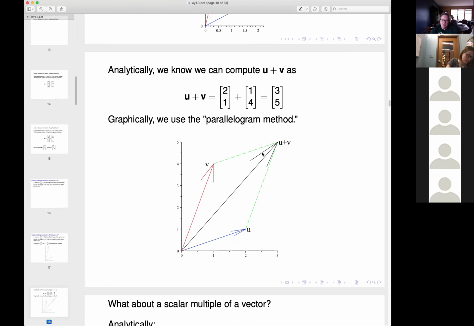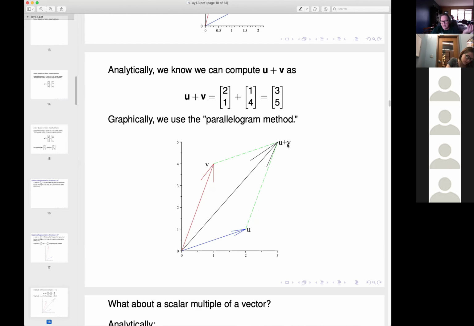So the parallelogram method says, okay, if you want to add u and v, these two vectors, then go to the tip of each one and draw a line that's parallel to the other one of the same length. So this green line is parallel to v and the same length. And this green line up here is parallel to u and the same length. And then those lines intersect, and where they intersect, that's the sum of the two vectors.